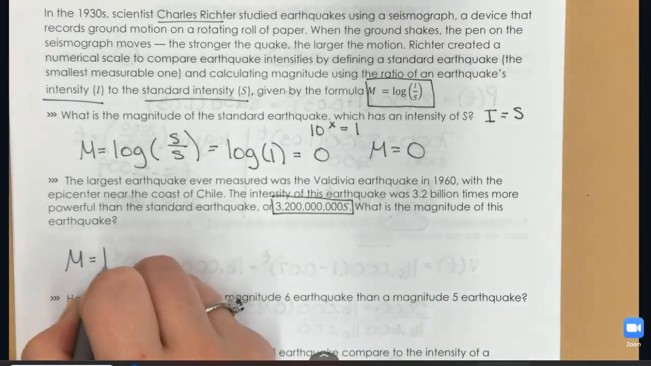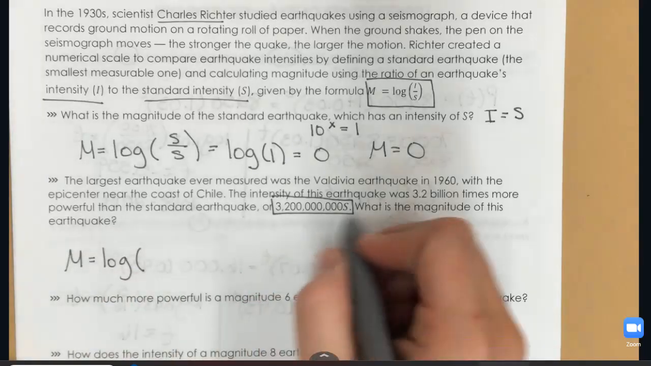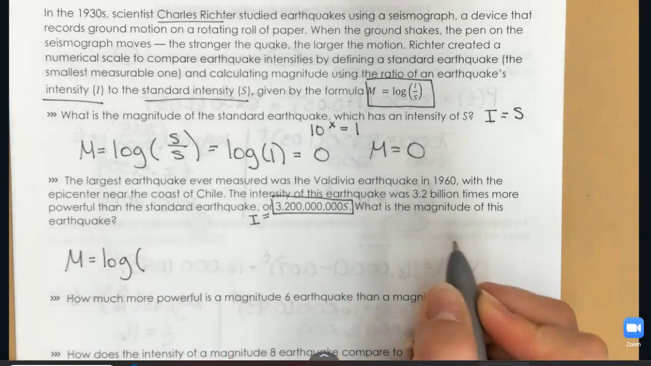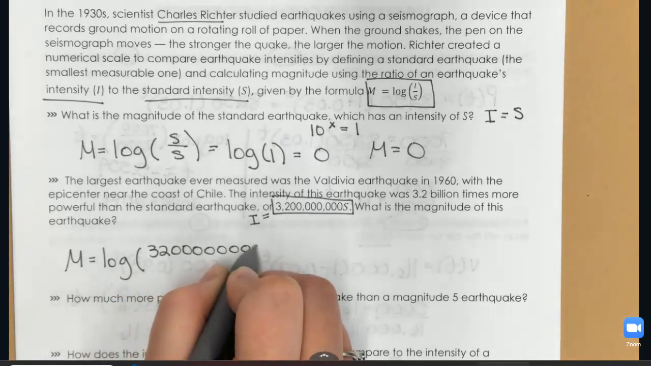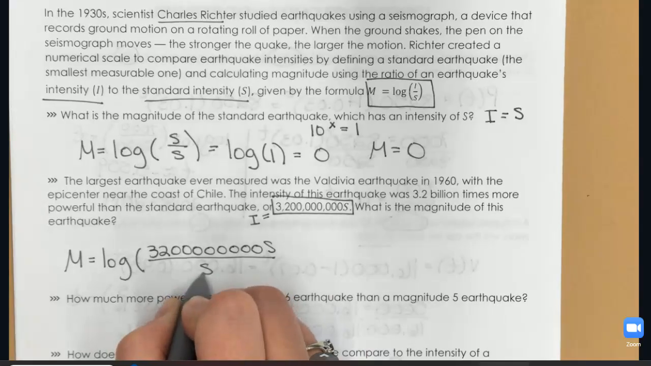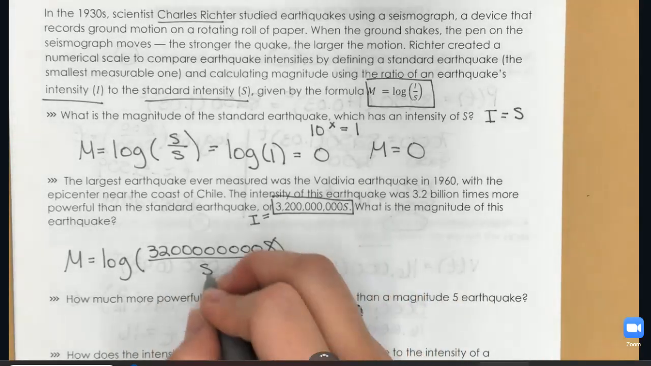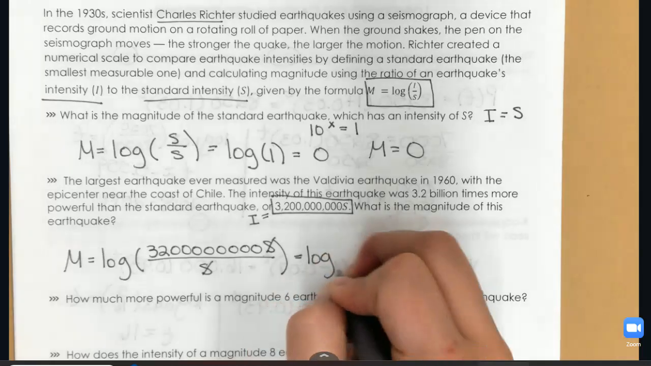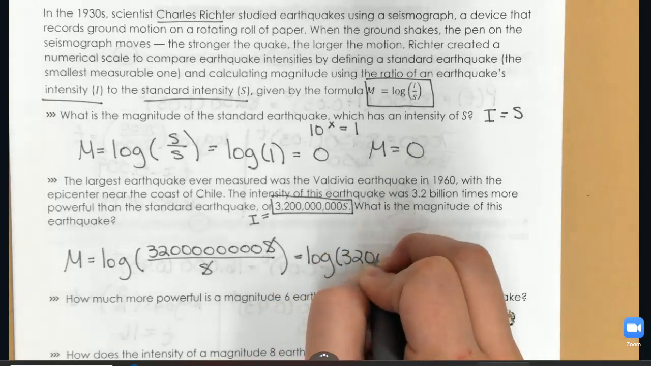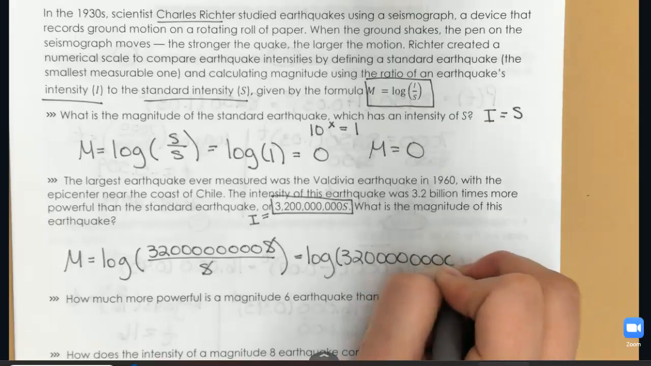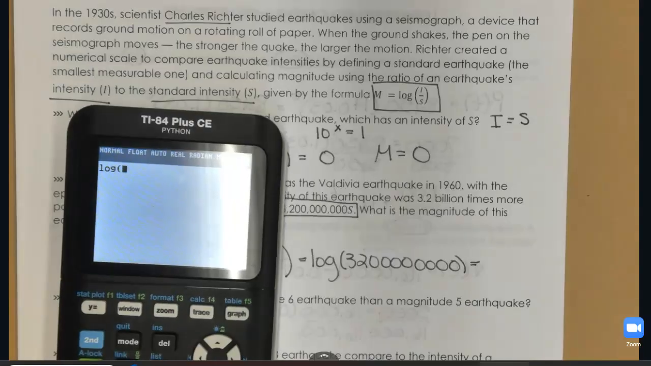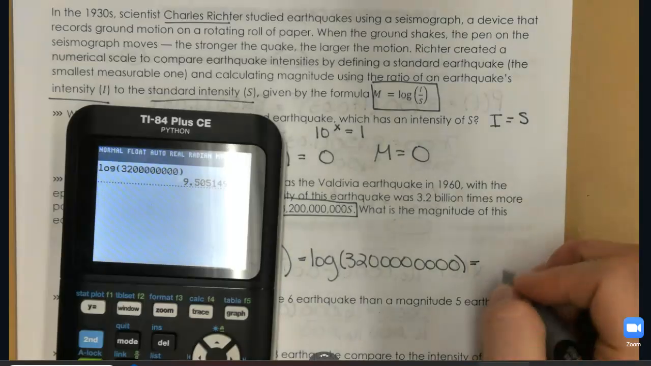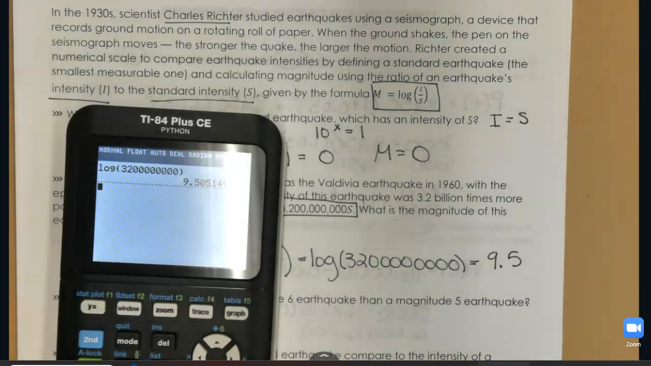Well, we are going to put that into our magnitude formula. This is telling me that I is equal to this value, so 32 with 8 zeros, over S. Again, S divided by S is 1. So we're looking at the log of 3.2 billion. And this is where I would get the calculator involved. I can just use the one on the home page since it has a base of 10. Making sure I get all those zeros in there so I can get the correct magnitude, which is approximately 9.5.